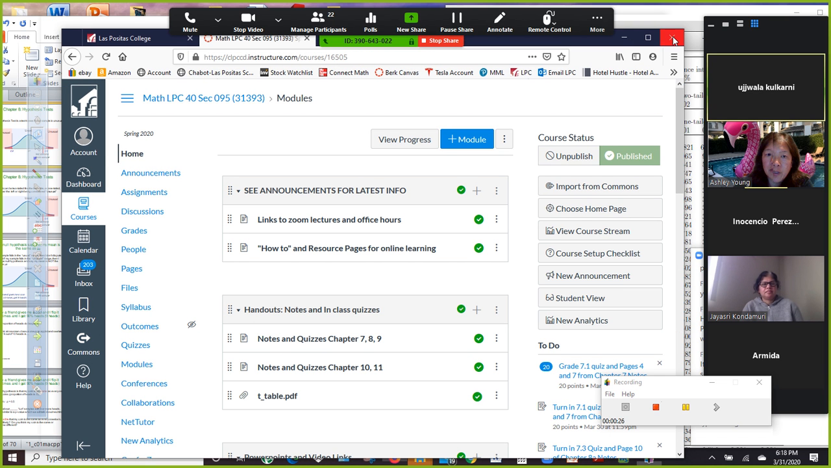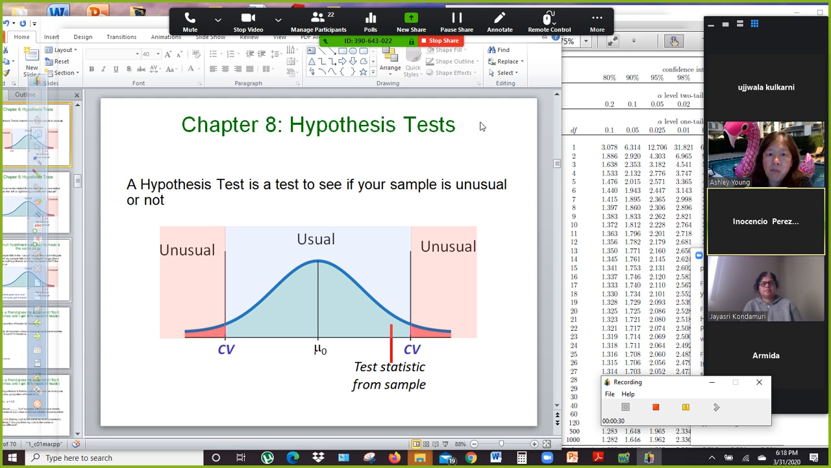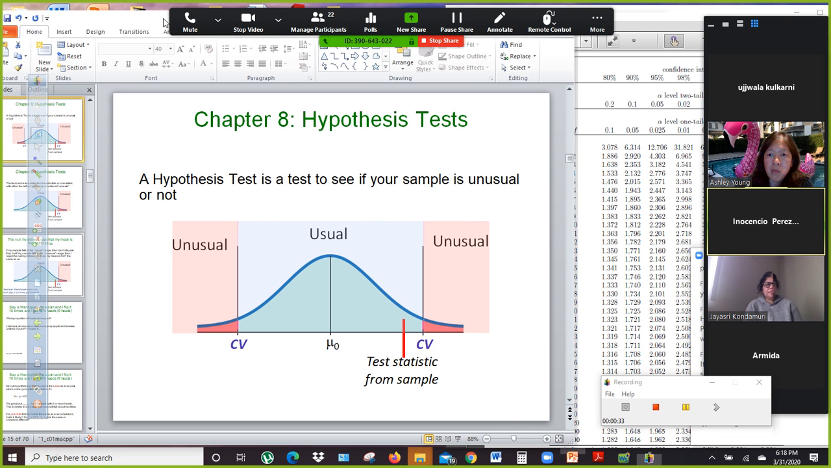Okay, good. All right, so then let's take a look at Chapter 8, hypothesis tests. Hypothesis tests are really the most important and kind of the hardest part of this class. Not necessarily the hardest part; a lot of people don't find it that hard, but it's kind of the holy grail we're building this whole thing up for.